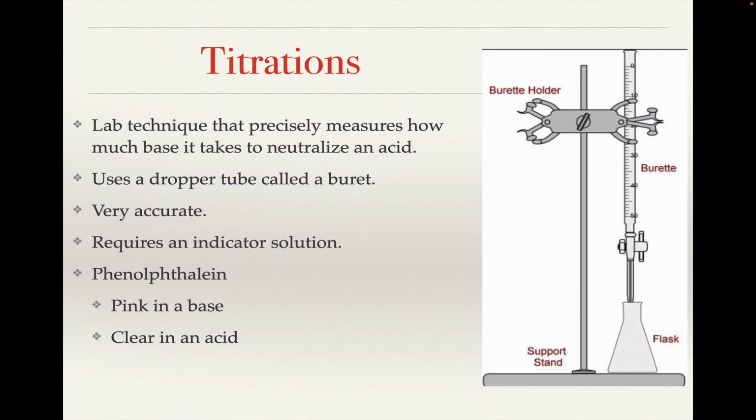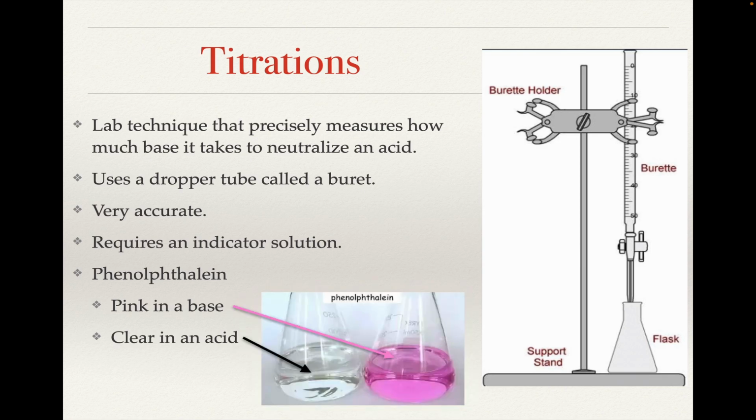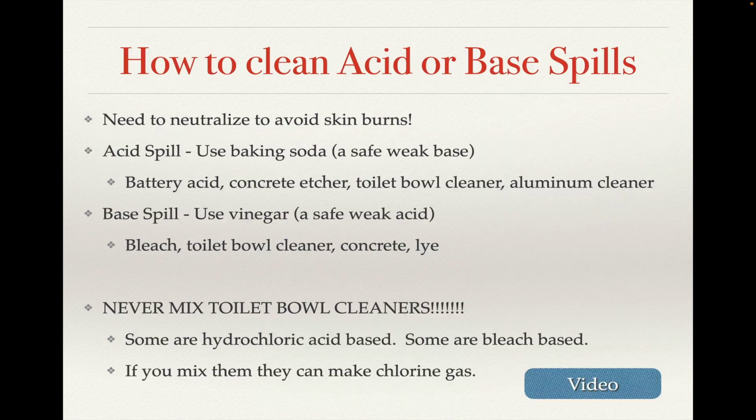To do these neutralization reactions, we do a process called a titration, which is a lab technique that measures how much base it takes to neutralize an acid. Okay, that tube that's used is called a burette, and it's very accurate. Okay, we do need to use an indicator solution, which we will use phenolphthalein for, which of course is going to be pink as soon as we make it a base, and it will be clear in an acid.